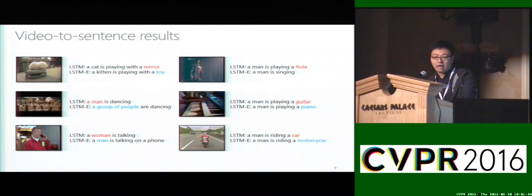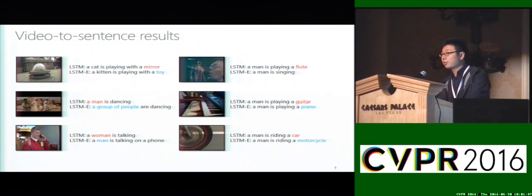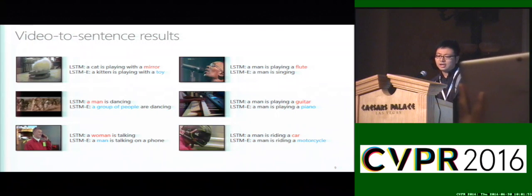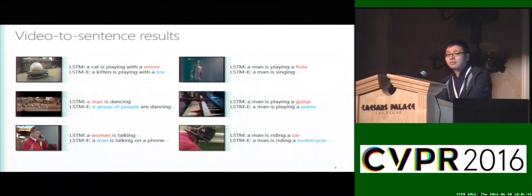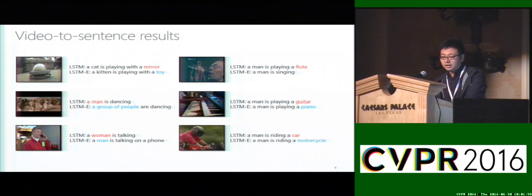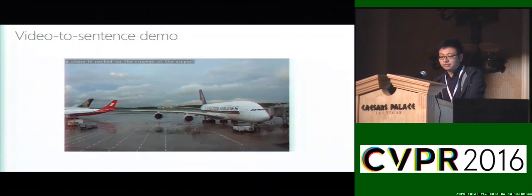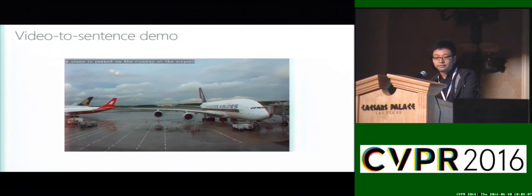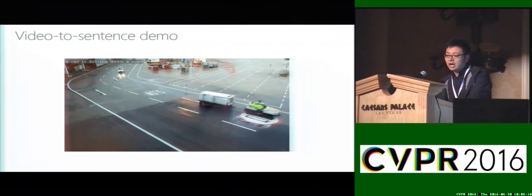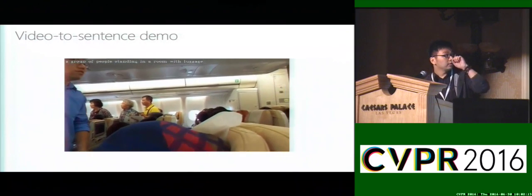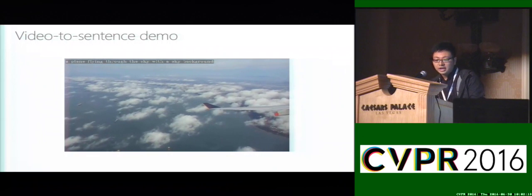And here, this slide shows a few sentence examples generated by our LSTM-E and the baseline LSTM. So we can easily see that both of the sentences are logically correct, but ours are more precise in describing the video content. In addition to that, we also show a real-world video-to-sentence demo which trained our LSTM-E model on both the image and the video caption benchmarks. The sentence generation result is in the top left corner, and we can see most of the generated sentences are relevant and logically correct.